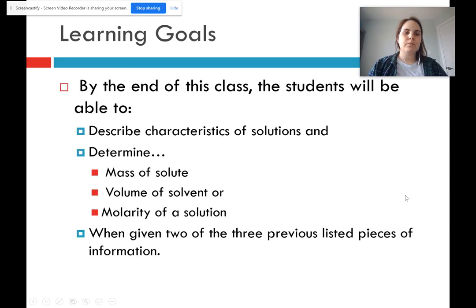Okay. So by the end of the class, what students should be able to do is you should be able to describe characteristics of solutions and determine mass of solute, volume of solvent, or molarity of solution when given 2 of the previous 3. So if you're given mass and volume, you should figure out molarity. If you're given molarity and volume, you should be able to figure out mass. If you're given mass and molarity, you should be able to figure out volume. Okay.